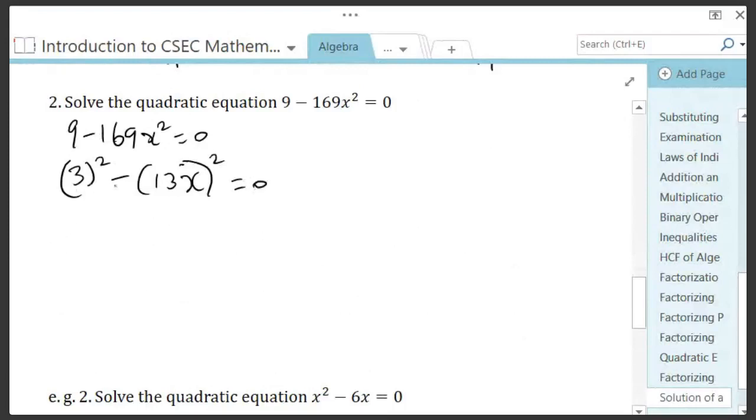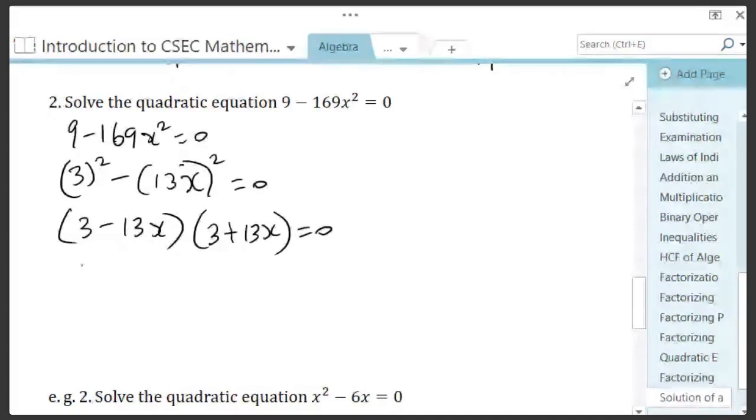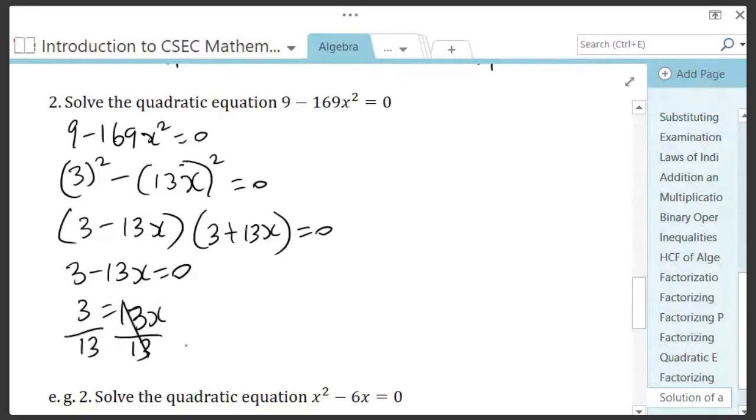Now we'll use the terms inside of the brackets to write the conjugate. So this is 3 minus 13x by 3 plus 13x. This is equal to 0. Now we use the two brackets here, the two conjugates, to solve for the roots. So here we have 3 minus 13x is equal to 0. 3 is equal to 13x. Divide by 13, divide by 13. So we have here x is equal to 3 over 13.